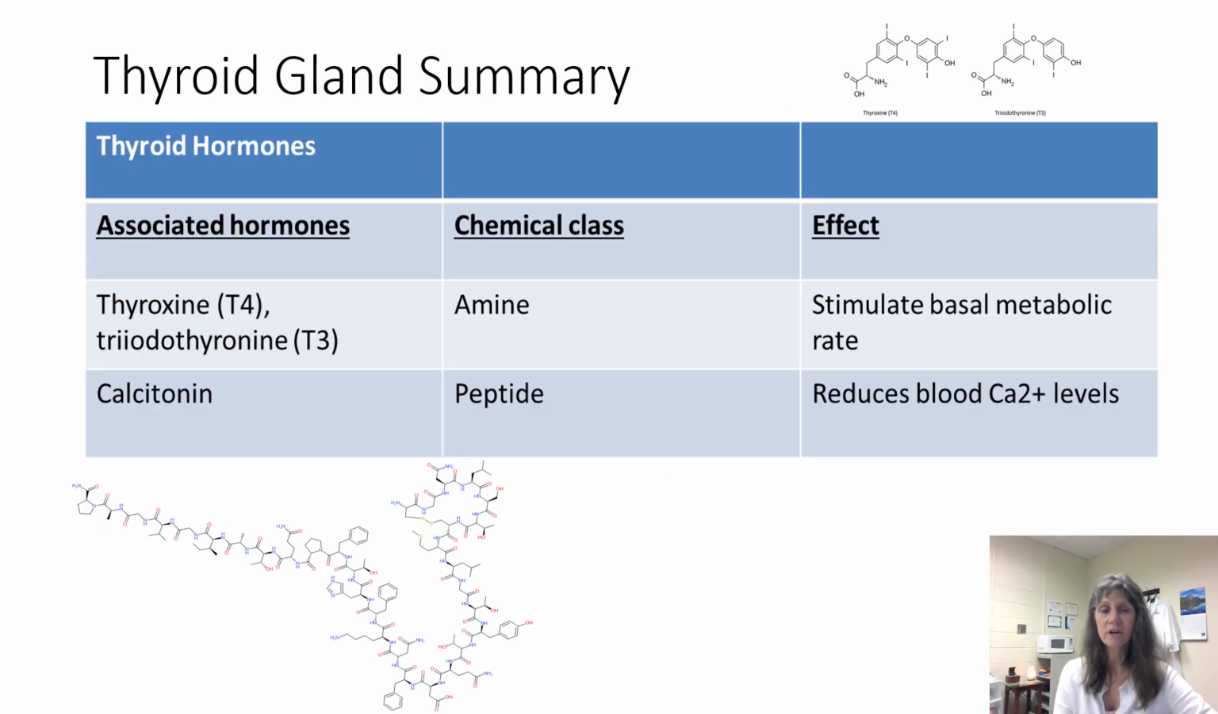So for a summary of the thyroid gland, we've got this last slide showing you the chemical class of hormones. Thyroxine, triiodothyronine are both amines, and their basic effect is to stimulate basal metabolic rate, the chemical reactions that occur in the body 24 hours a day, 7 days a week, as well as the production of calcitonin, which is a peptide hormone which reduces blood levels of calcium.